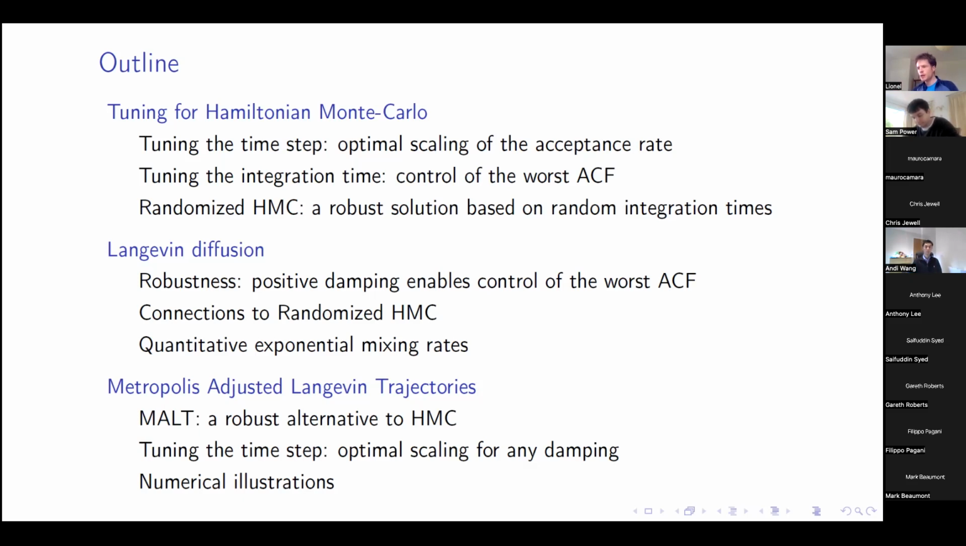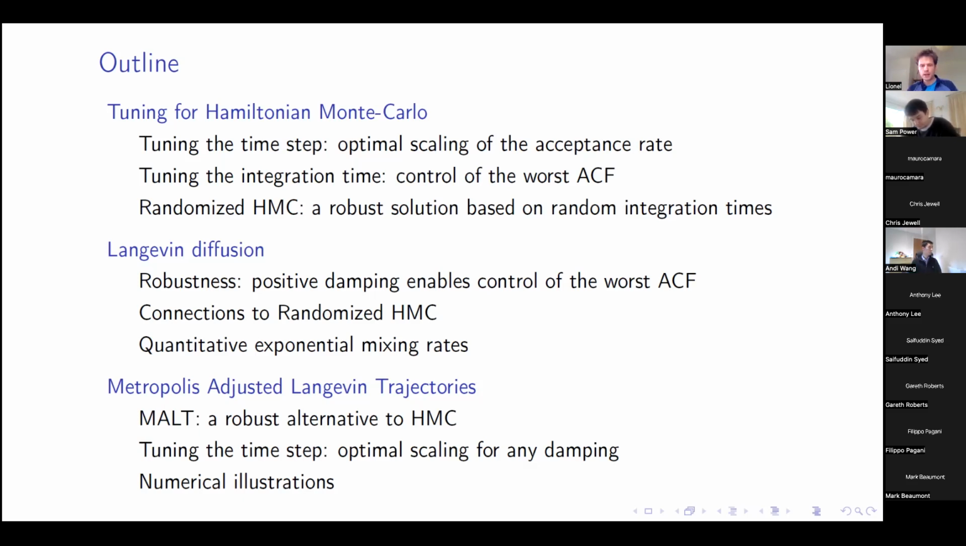And in the third part, motivated by this study, we're going to finally introduce this algorithm, the Metropolis-Adjusted Langevin Trajectories, or MALT algorithm. And I'm going to try to convince you that it can give a robust alternative to HMC. In particular, I'm going to support this algorithm by optimal scaling results and by numerical experiments. Right. I'm very happy to make this talk as interactive as possible. I'm going to do short breaks between the sections. If you want to ask me questions then or after or interrupt me, that's perfectly fine.